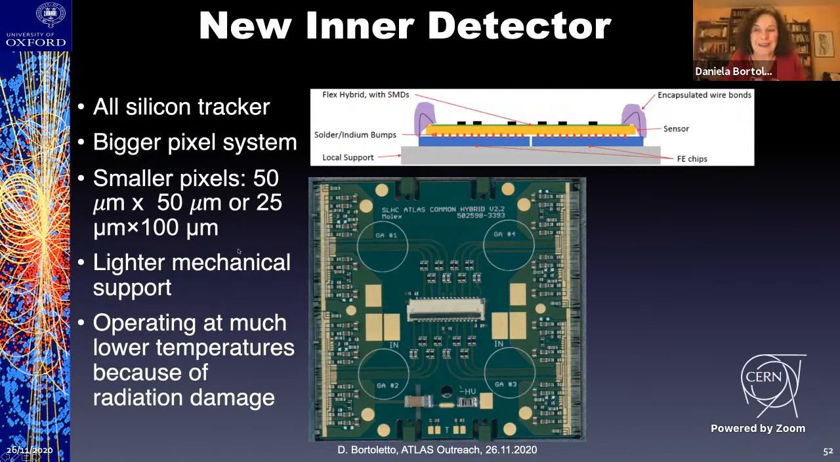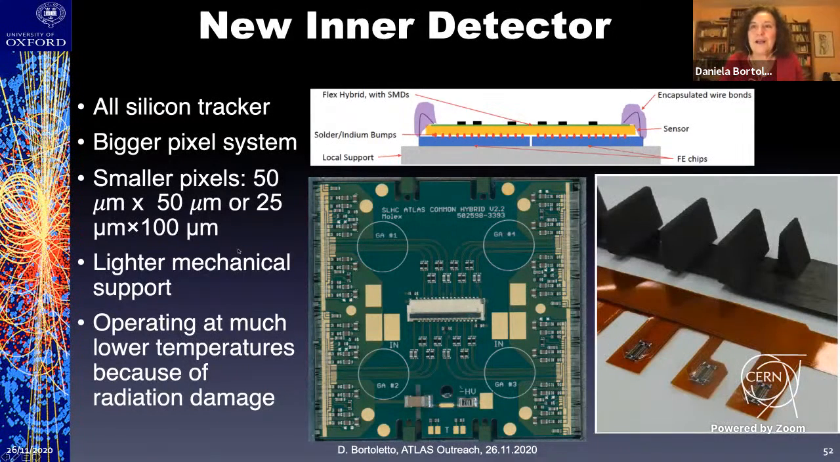It will have a much lighter mechanical support. So we are building all of this mechanical support in very light carbon fiber. And it will operate at much lower temperature because of radiation damage. The radiation damage is much larger, and so we have to cool the detector much more. In fact, we will have CO2 cooling, and the liquid CO2 will be at minus 55 degrees centigrade, which tells you a little bit of a challenge, okay? Because we are building this detector at room temperature, and then we are cooling this detector.